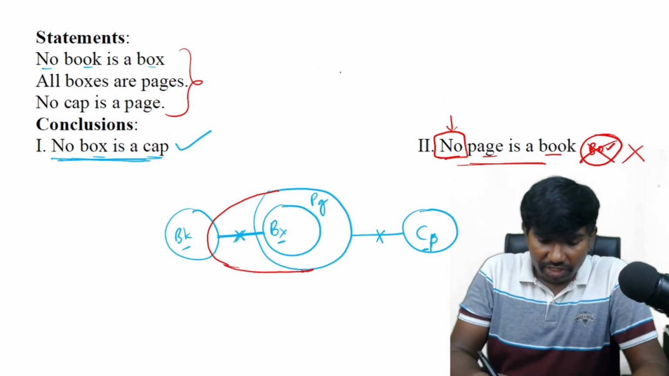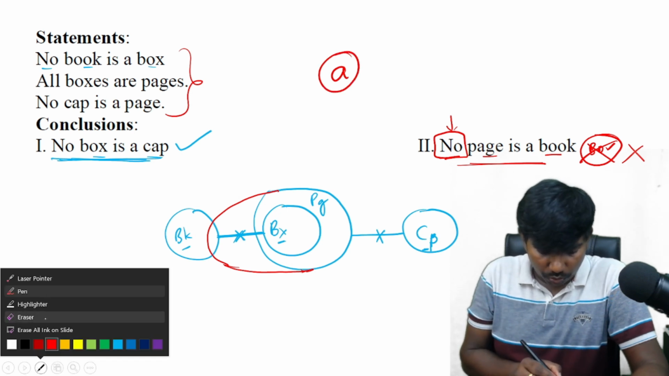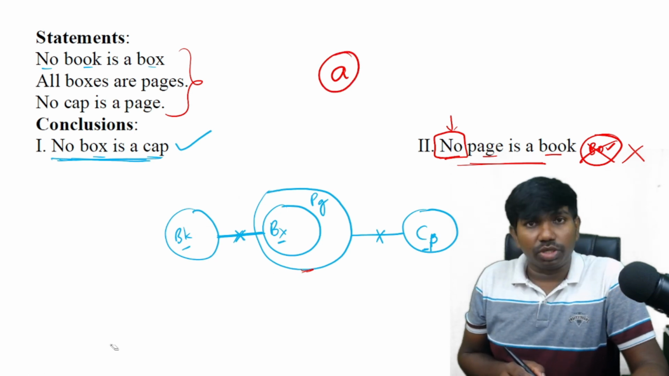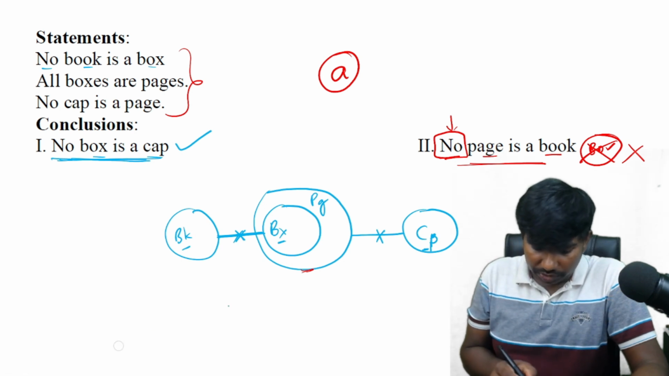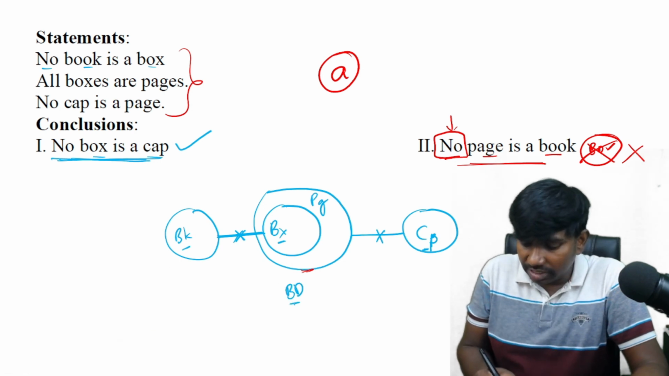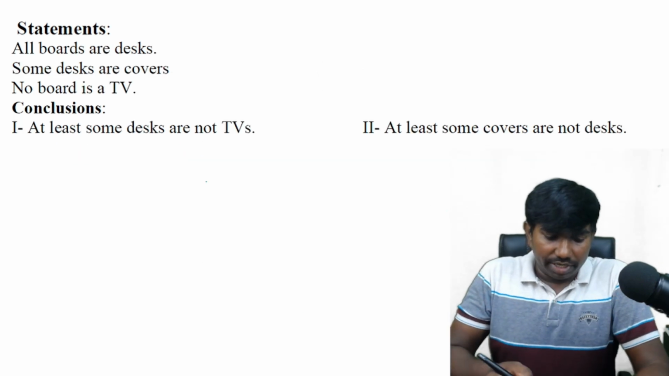So the answer for this question is option A. Only conclusion 1 is true, because no page is book is not always true. From the diagram we can say some pages can be books, which means somewhere they can intersect. In that possibility it fails. All boards are desks.